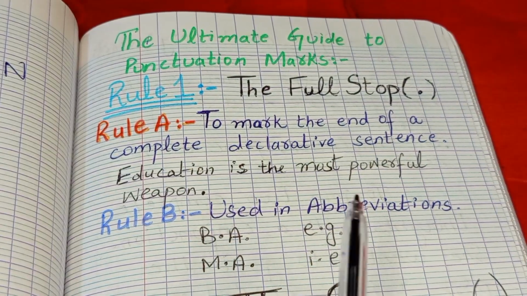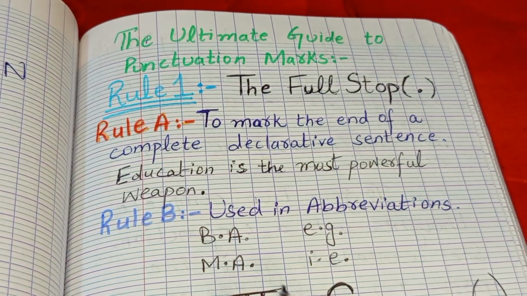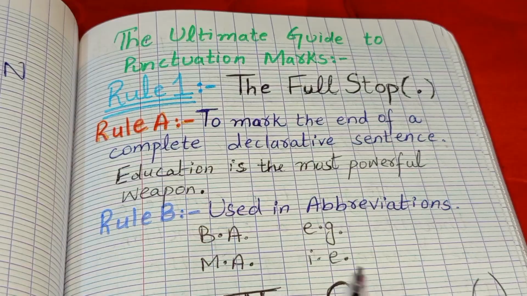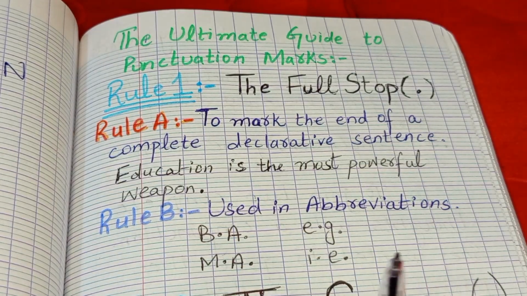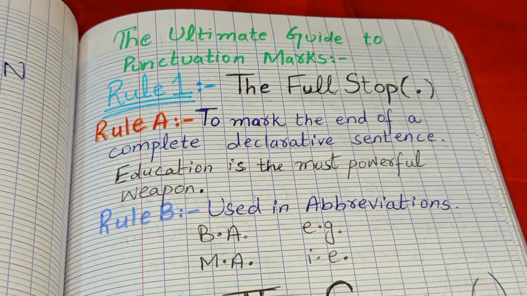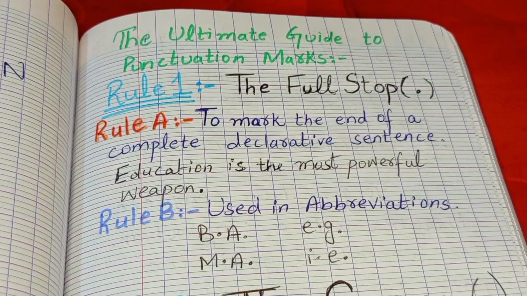A common student mistake in exams: many students forget to place a full stop at the end of a sentence if it closes with a quotation mark. Remember, the full stop almost always goes inside the closing quotation mark in standard layouts. Now we are going to rule number 2.